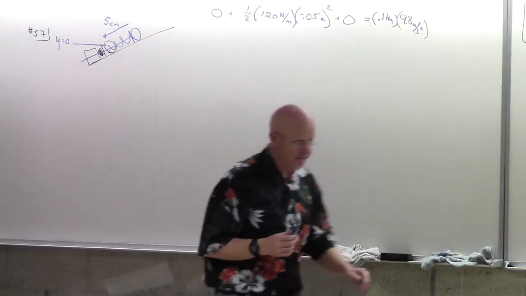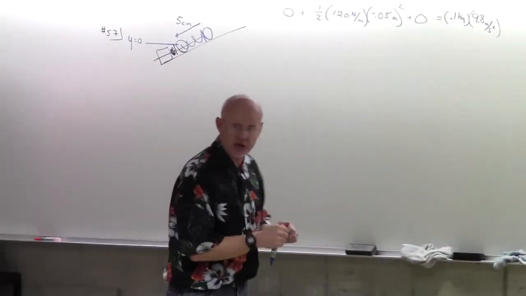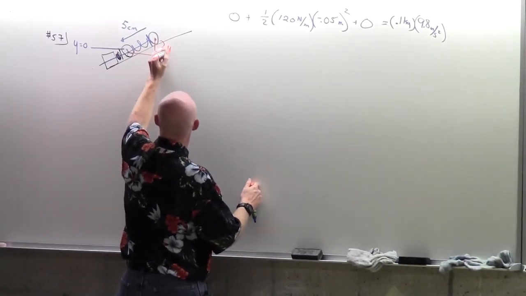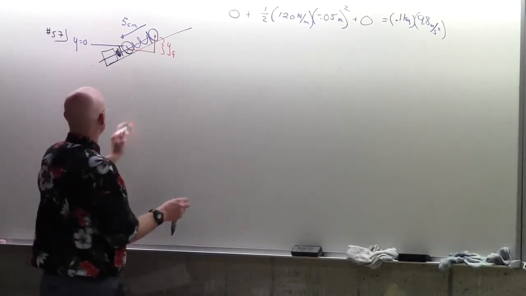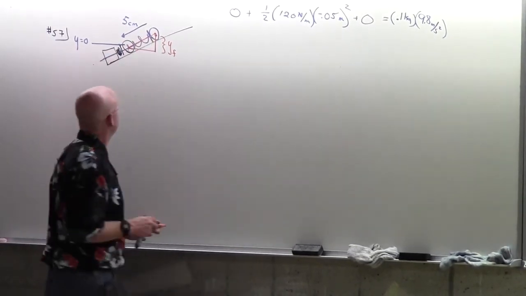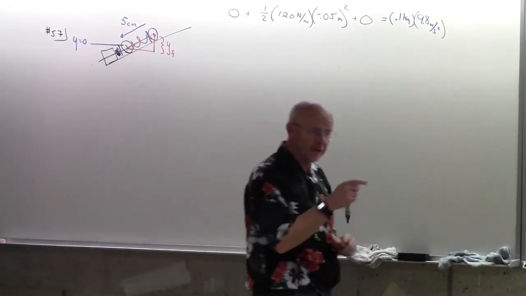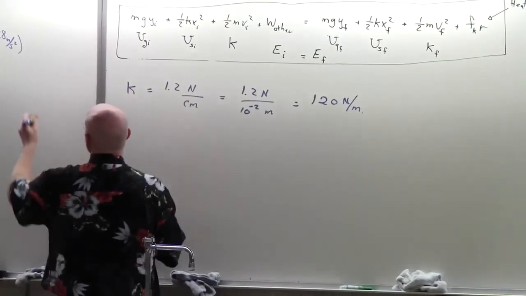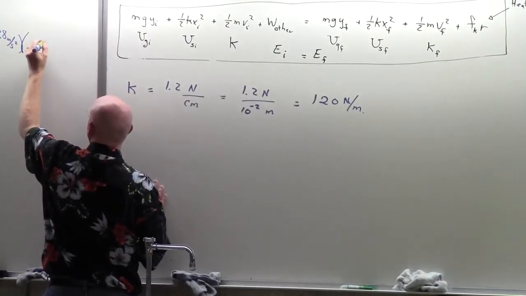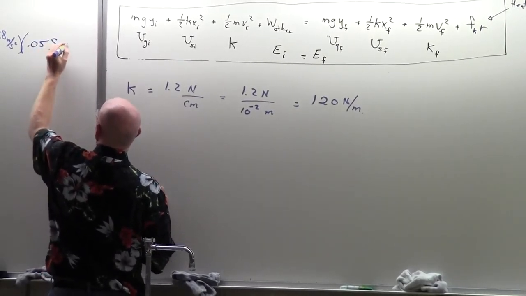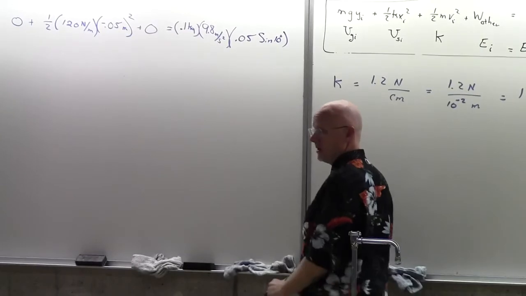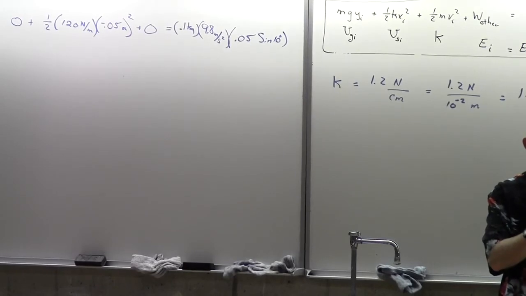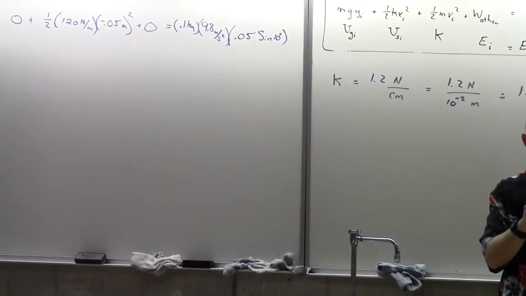You can make a little triangle here. And we've been making these triangles since chapter 3, right? You can figure out this height right there. That is y final. The hypotenuse of the triangle is the 5 centimeters. So to get the vertical height, I would want the opposite of 10 degrees. So this comes out to be 0.05 sine of 10 degrees. Plus or minus? It's plus. Why?